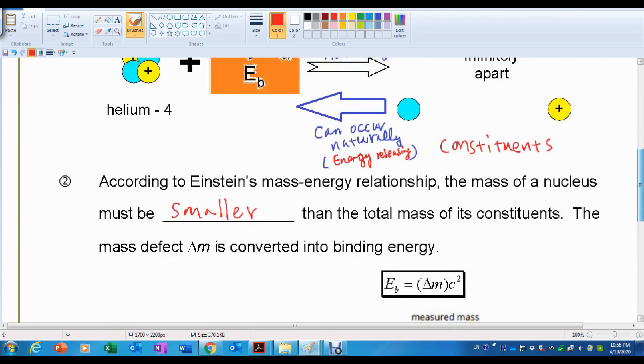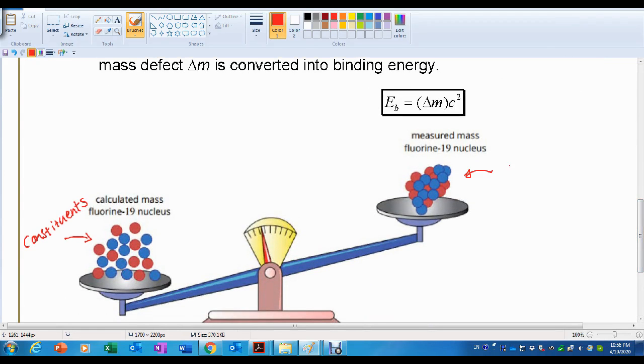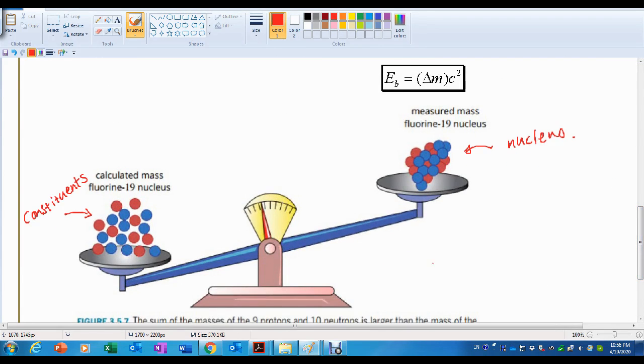Okay, so that's a constituent. For this one, it is the whole nucleus, just the complete nucleus. So, which side is heavier? This side is heavier, because it's lower, and this side is lighter, right? That means the nucleus is lighter than the constituents.